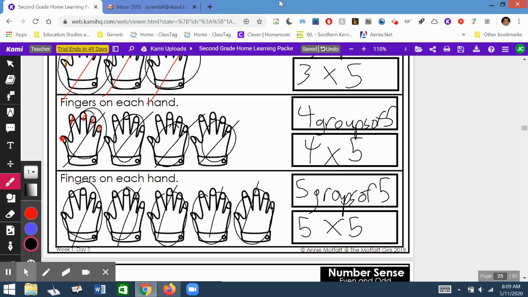Like I said, this is just an introduction to multiplication. You'll learn more about this when you get into 3rd grade.